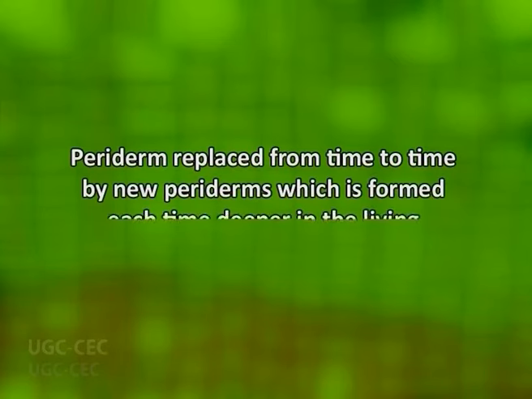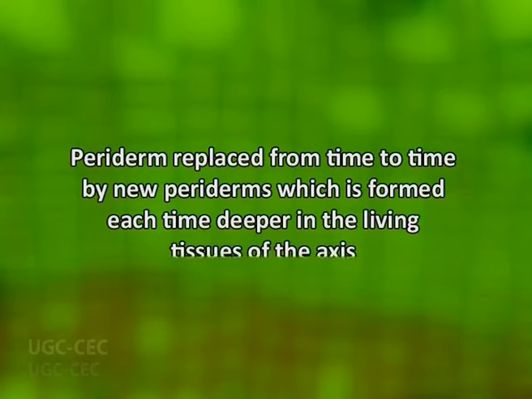Dear students, now we will discuss the duration of the periderm. With the continuation of the process of secondary thickening, the periderms themselves are replaced from time to time by new periderms which are formed each time deeper in the living tissues of the axis. Therefore, it is necessary to distinguish between the first periderm and those that are formed later. The length of time that the first formed periderm layers persist as functioning tissues varies greatly in trees with smooth bark.